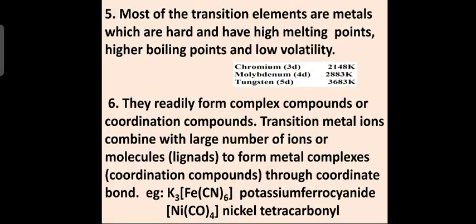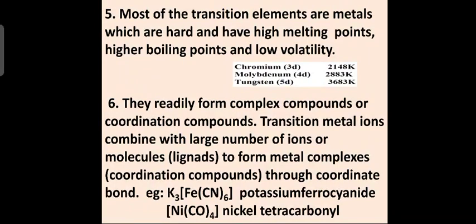Now coming to the 6th point. They readily form complex compounds or coordination compounds. Transition metal ions combine with a large number of ions or molecules, ligands, to form what? Metal complexes. The basic coordination compounds you have already studied in PU classes, right? So the simplest examples are being given here.